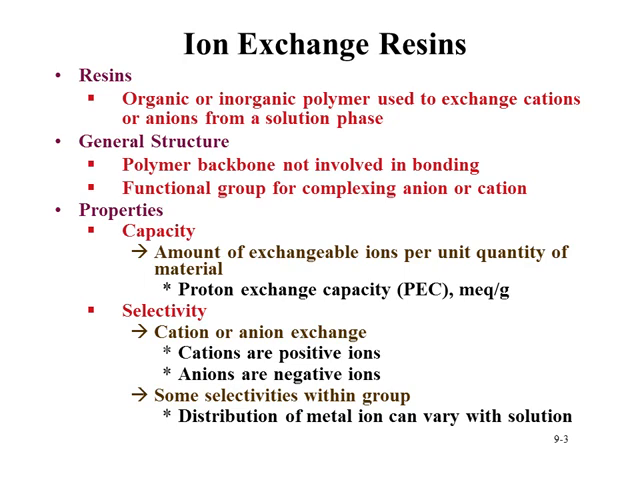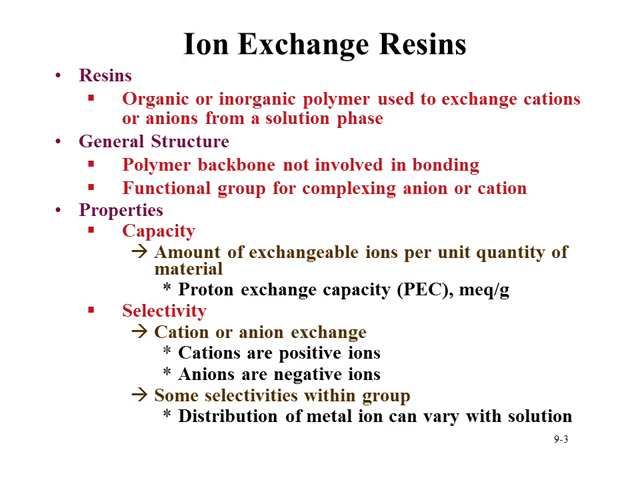Some of the properties of resins that can be evaluated are capacity. In other words, the amount of exchangeable ions per unit mass of material. One route of doing this with a cation exchanger is measuring the proton exchange capacity. This is the number of protons, or the concentration of protons, as a function of unit mass of the material. And a proton exchange capacity is often measured in something such as milliequivalents per gram.